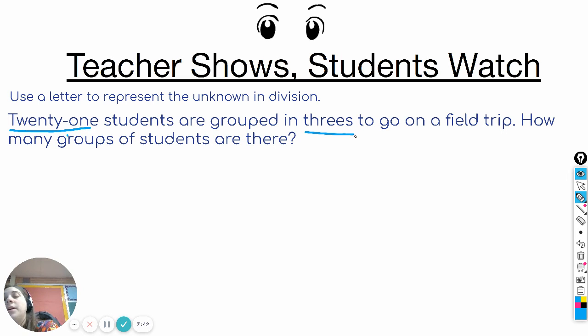Okay, so I'm going to use G for groups of students, because that's what we're trying to figure out. That's the unknown. That's what we don't know. The unknown is G for groups of students.